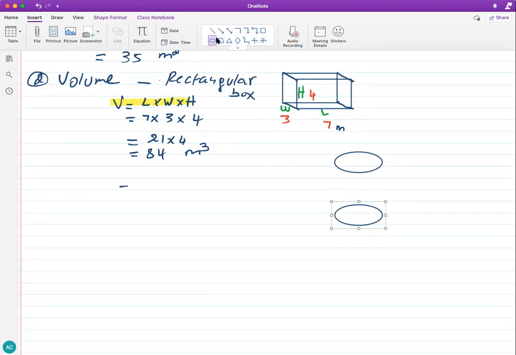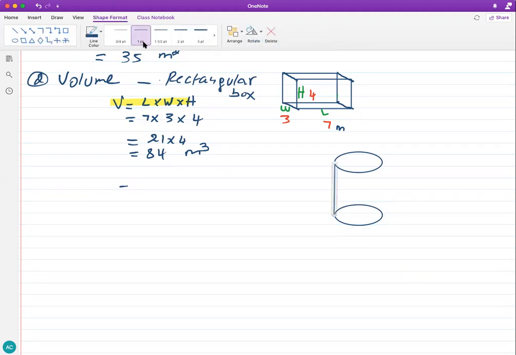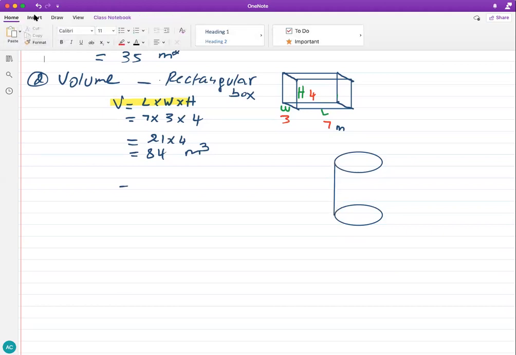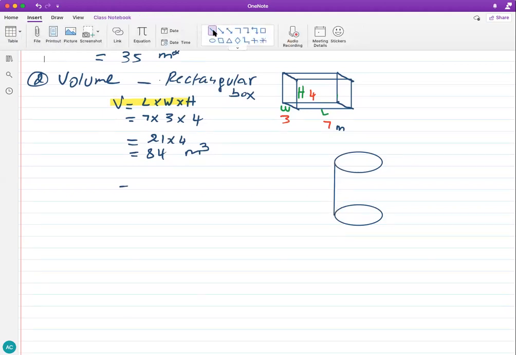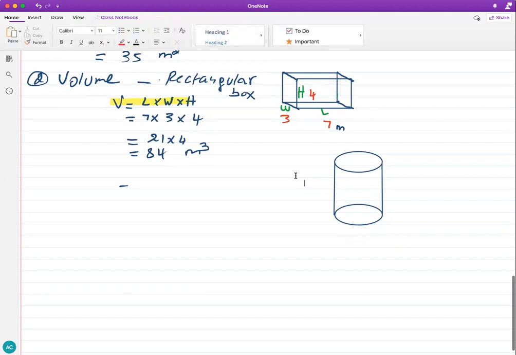Let's see if we can make that using 2 lines. Here's the first one. Just like that. Just happy little circles. And each line needs another happy friend right over here. And there you have it. You have your perfect looking cylinder.